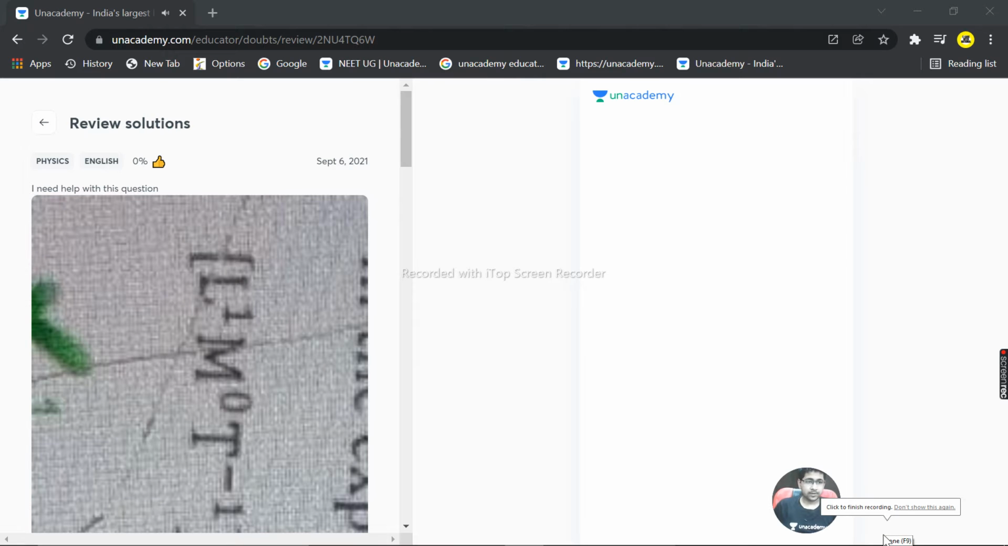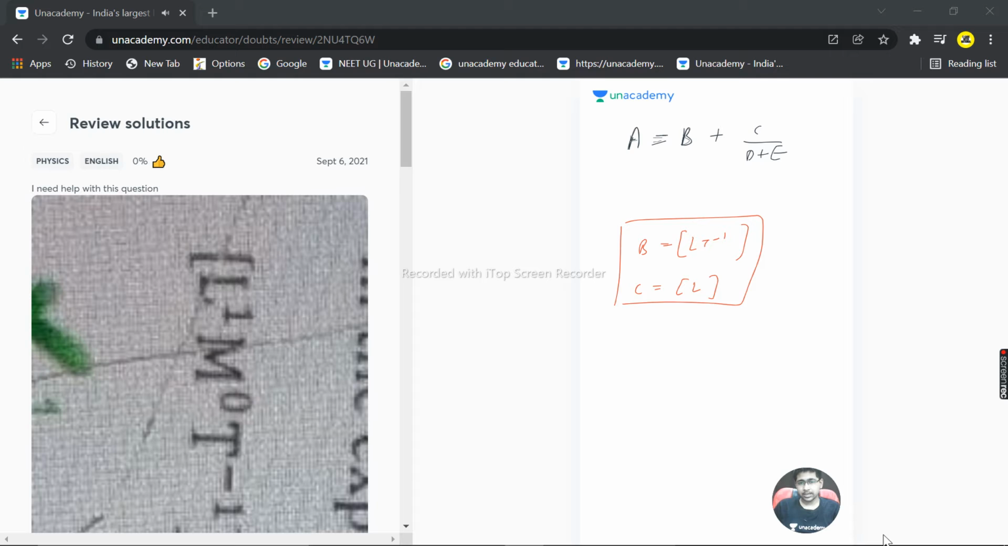Question: find the dimensions of A, D and E, if A is equal to B, and A is equal to B plus C upon D plus E. The dimensions of B and C are given: dimension of B is LT minus 1, and the dimension of C is equal to L. These two dimensions are given. Dimension of A, D, E is what we need to calculate. So let's start solving this question.